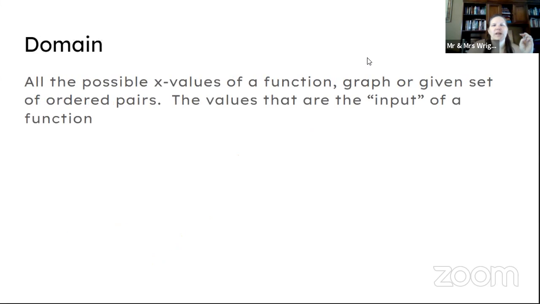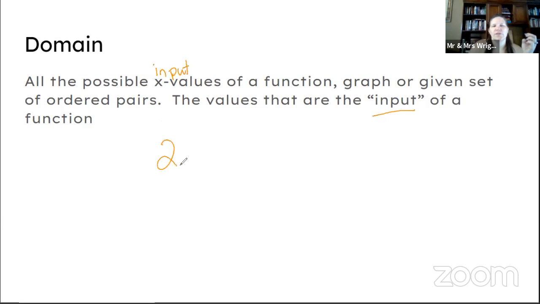Domain. So domain are all the possible x values of a function, or the inputs. A better way to put it would be the input values of a function. So a graph or a given set of ordered pairs. Yeah, right there it says the input of the function. So if you have 2x plus 3 equals y, whatever you can input to x, in this case it would be all real numbers. So whatever you can put in for the domain, any numbers you can put in.